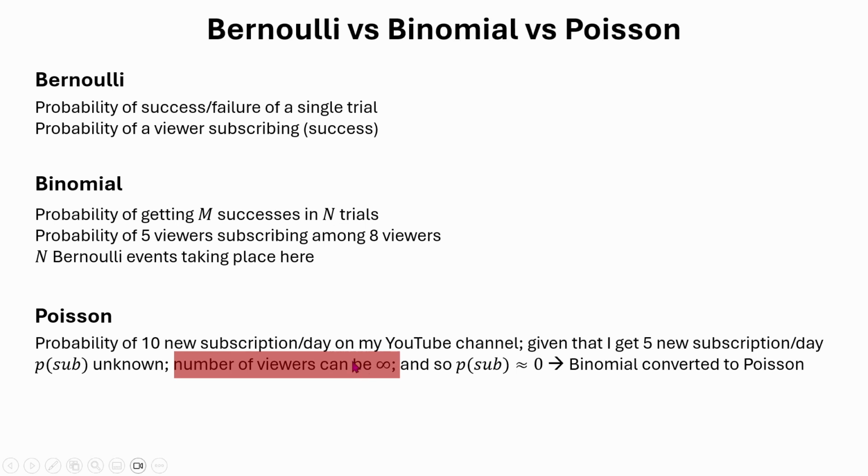It can be infinity. Since the number of viewers can be infinity, the probability of success, or the probability of subscribing, will be approximately 0. That means when these conditions hold, that is, when we don't know the probability of success, the number of events or trials can be infinity, and the probability of success is close to 0, then binomial converges to Poisson.